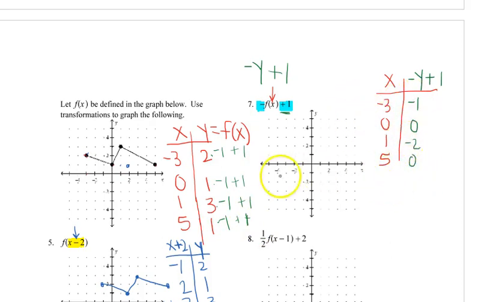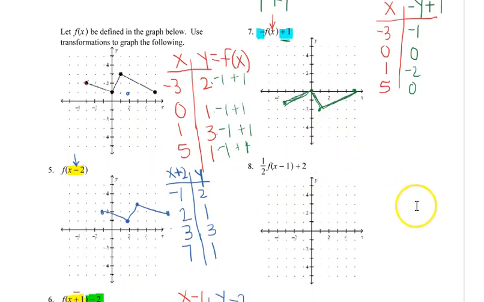So these are the new points that we get to plot. Negative 3, negative 1; 0, 0; 1, negative 2; and 5, comma 0. Now you might say, well, that looks kind of weird, right? It's not the same shape, but it shouldn't be the same shape because didn't we flip it over the x-axis? Then instead of having this corner facing up, we now have this corner facing down. And then we moved everything down 1 on top of that. Okay, so that's perfect.